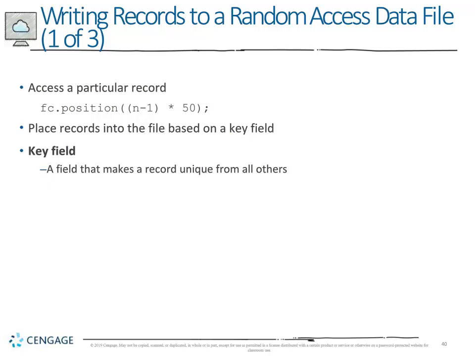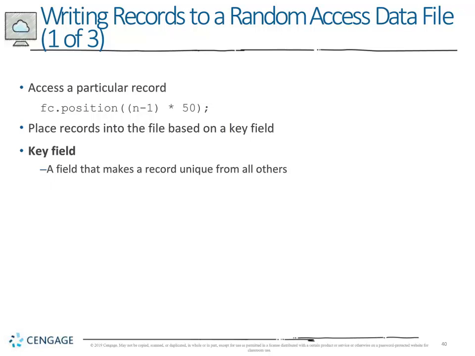In such a case, you multiply each record size by the position you want to access. For example, if you store records that are 50 bytes long, the first record is at position 0. The second record is at position 50. The third record is at position 100, and so on. In other words, you can access the nth record in a file channel named fc using the following statement: fc.position(n-1) multiplied by 50. Here, 50 assumes each record has 50 bytes.